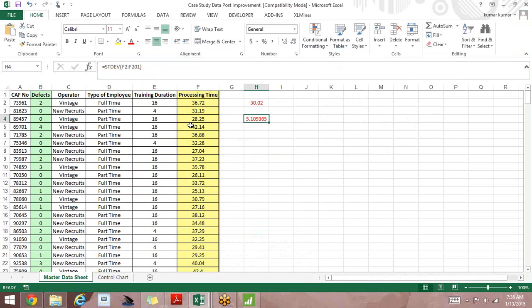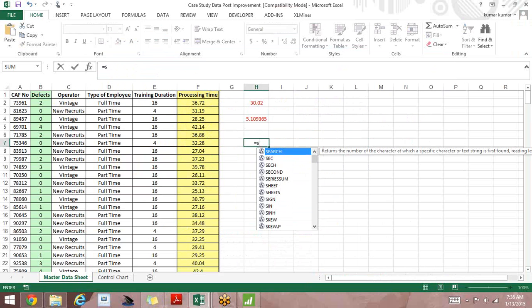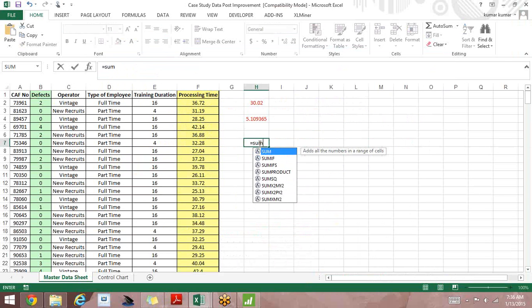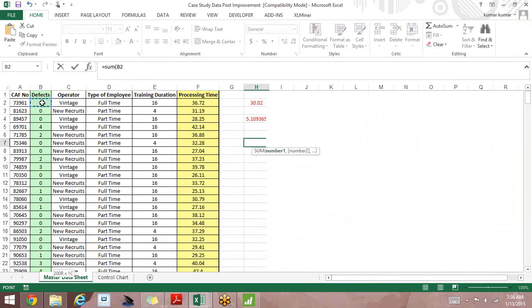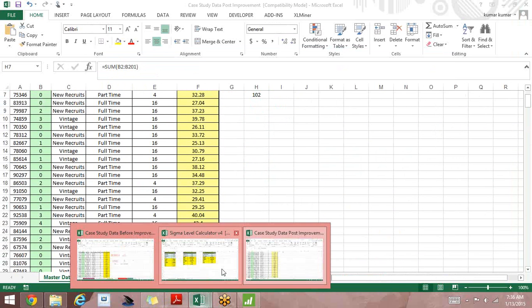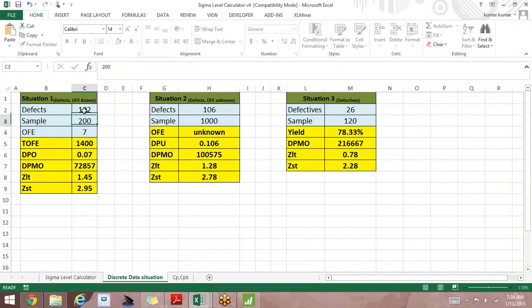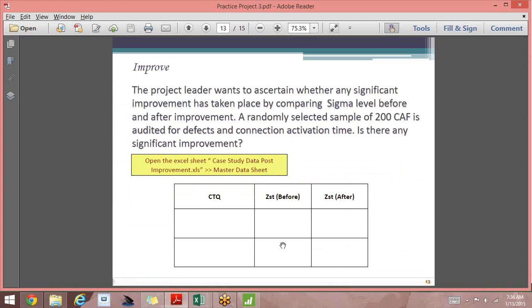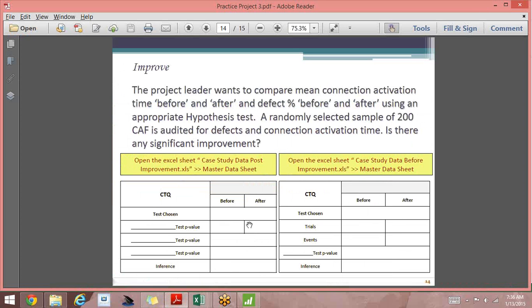So I need to check the number of defects now. Simple. Let me do the sum of defects. What is the count? 1 or 2. So let me put 1 or 2 defects here. Sigma level increased significantly. It was 1 point something, now it is 2.95, which is a good improvement. Though it's not even touching your 3 sigma level, it's a good improvement. So those things you mention here and then you move on.